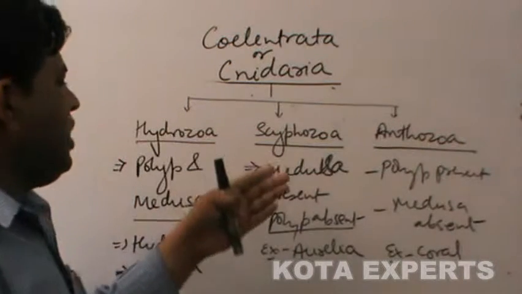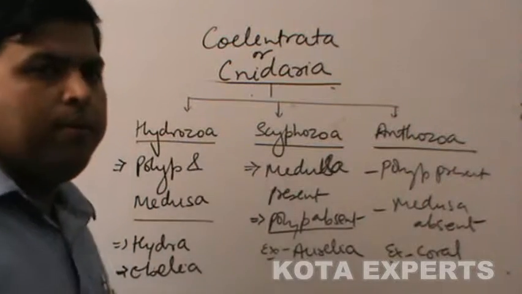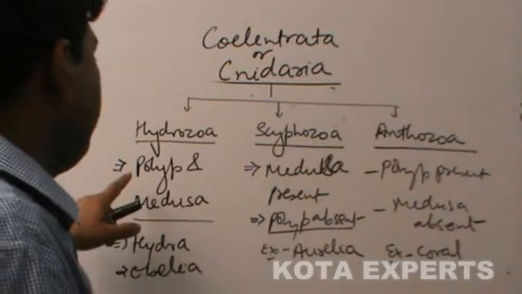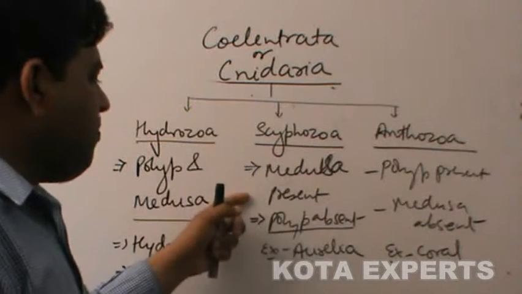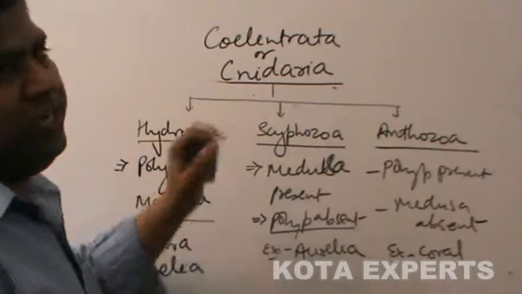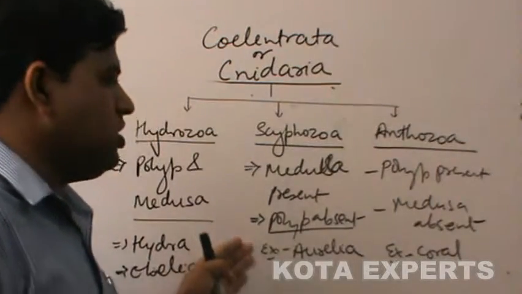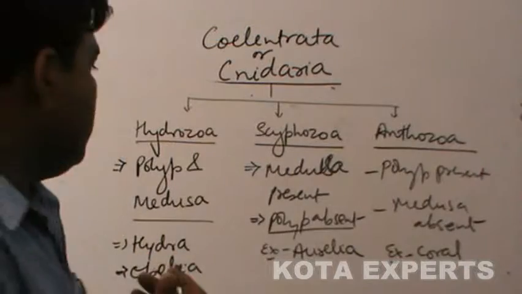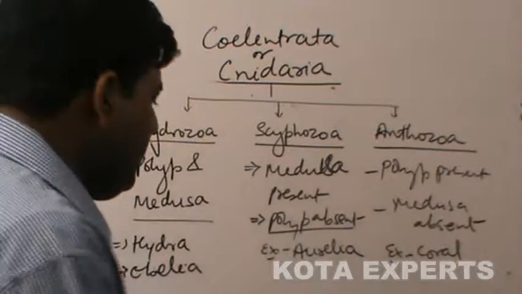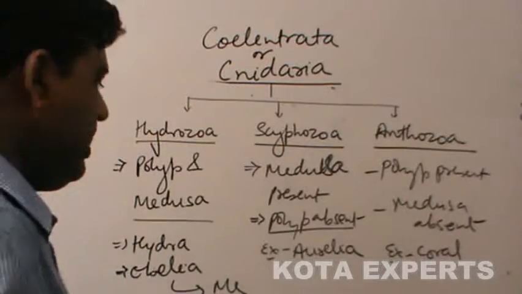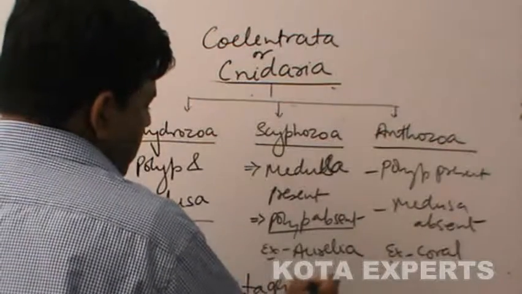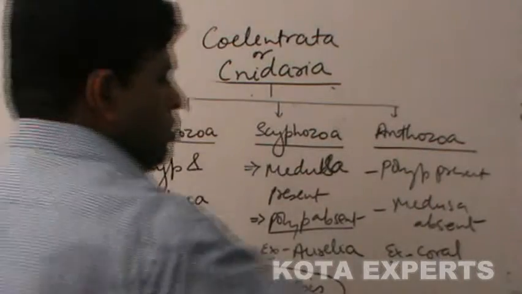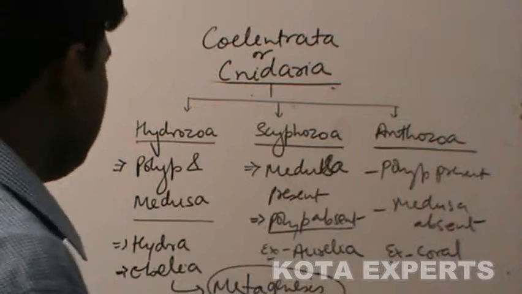Now, as far as the categorization is concerned, these are categorized on the basis of the structures present, called polyp and medusa. Two types of structures are present, polyp and medusa. Polyp and medusa are found in Hydrozoa, only polyp is present in Anthozoa and only medusa is present in Scyphozoa. In Scyphozoa, the polyp stage is absent, in Anthozoa, the medusa stage is absent. Where there is alternation of the polyp and the medusa structure, that is known as metagenesis. It is a specialized phenomenon found in Obelia. So, Hydrozoa, Scyphozoa and Anthozoa.